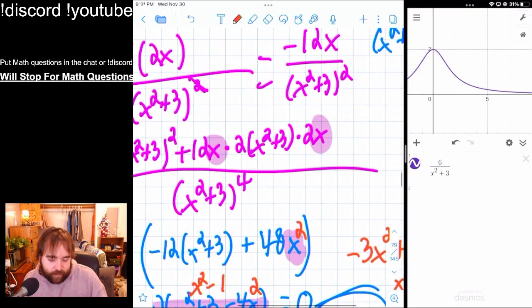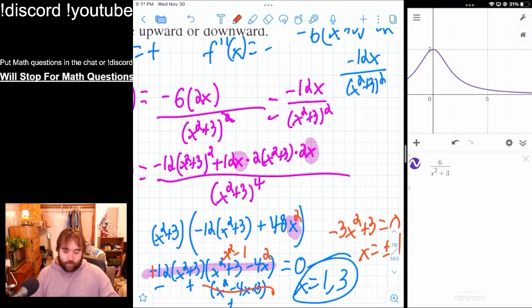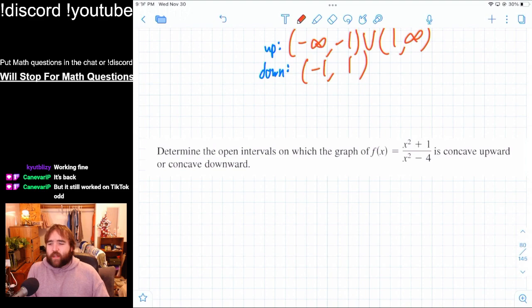What was the math error? I just didn't see all the x's. That is a tad unfortunate. But that's why I'm glad we graphed it, so we could check our answer. So here's the next problem. Determine the open intervals on which the graph is concaving up or concaving down. Actually, the exact same problem that we just had.